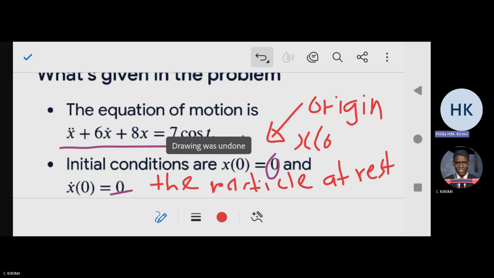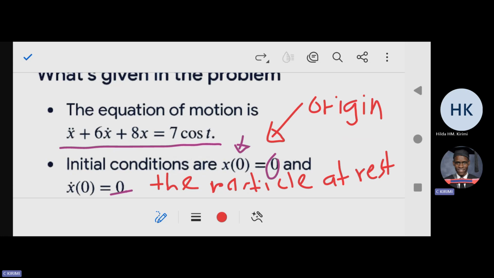When you say x of 0, the 0 that you're putting in the bracket, what is that 0 for? The 0 is for time. When time was 0, before the particle started to oscillate, to move back and forth, remember? Before it started to move back and forth, where was this particle? Where was the spring position? It was positioned at the origin. That's what they are just saying.